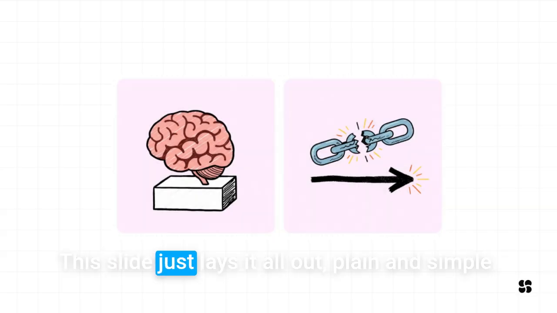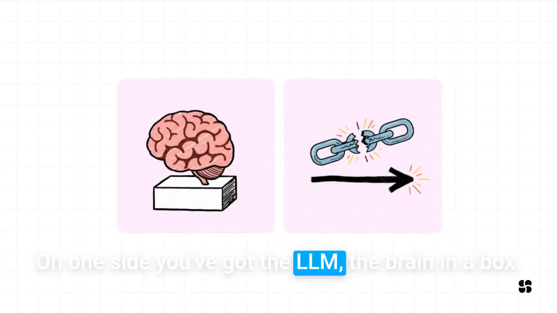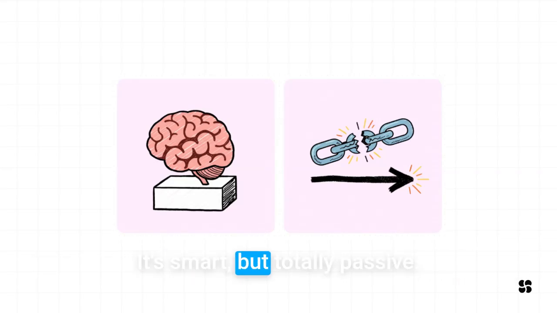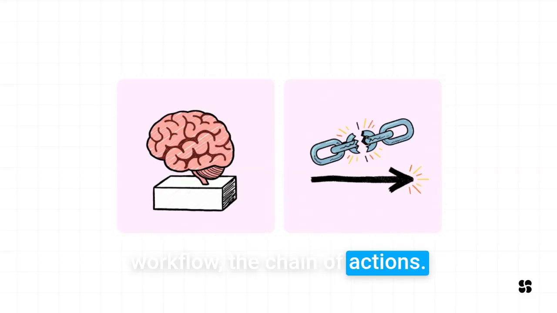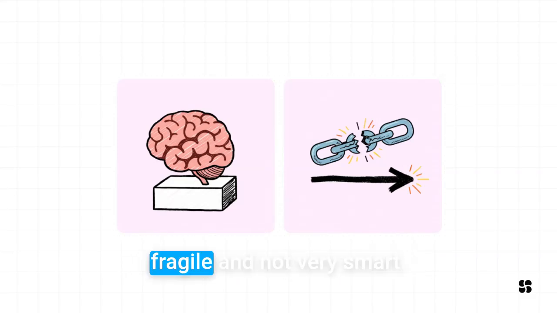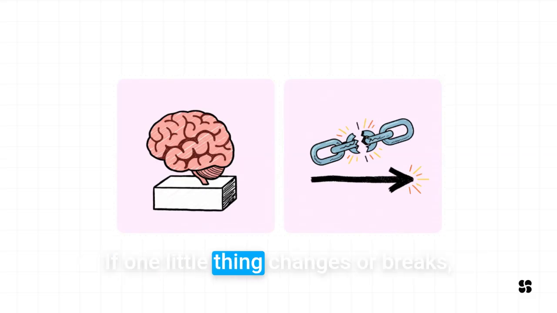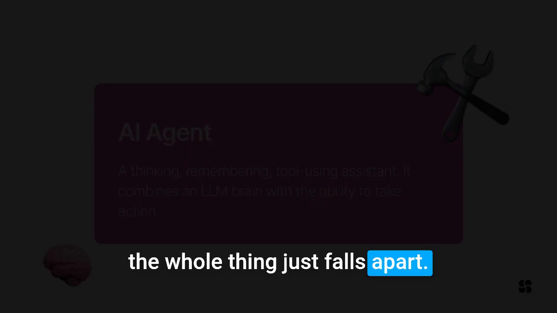And this slide just lays it all out, plain and simple. On one side, you've got the LLM, the brain in a box. It's smart, but totally passive. On the other side, you've got the workflow, the chain of actions. It can act, sure, but it's super fragile and not very smart. It's kind of like a set of IKEA instructions. If one little thing changes or breaks, the whole thing just falls apart.